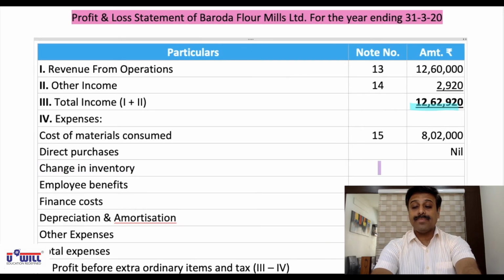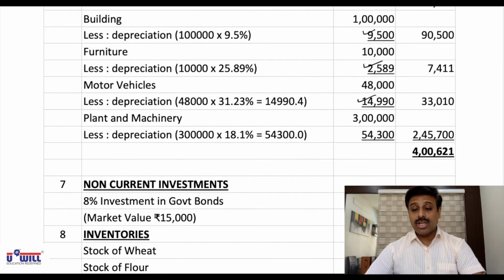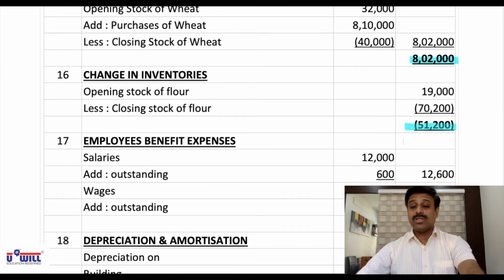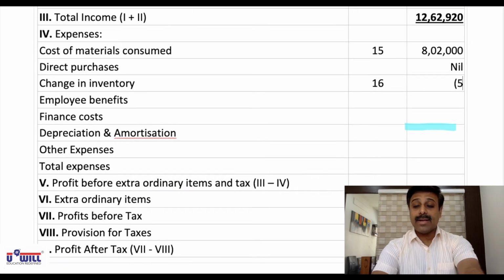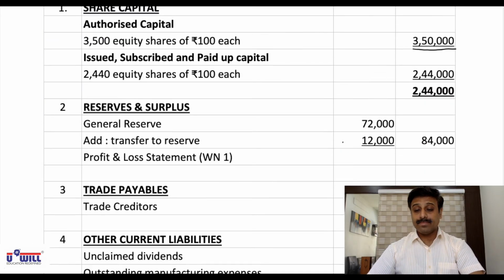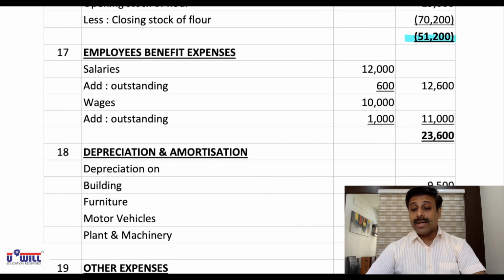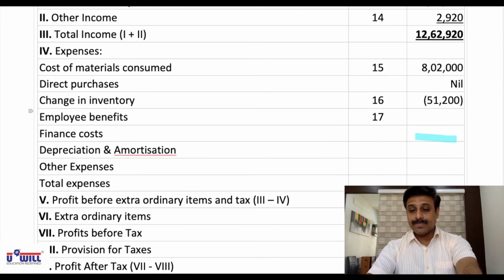So nil. Then change in inventories from note number 16, we have a negative amount: change in inventories minus 51,200 in bracket. Then employee benefit, note number 17, 23,600. Then finance cost we don't have, so nil.